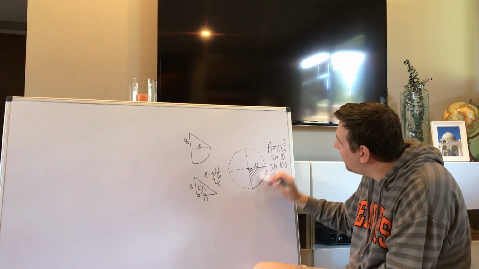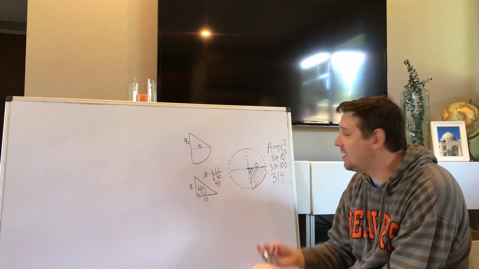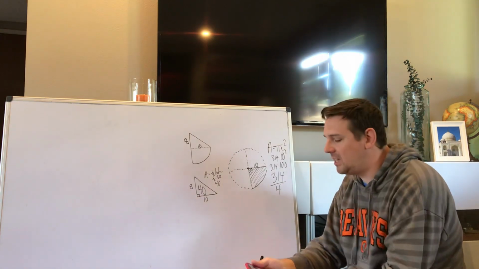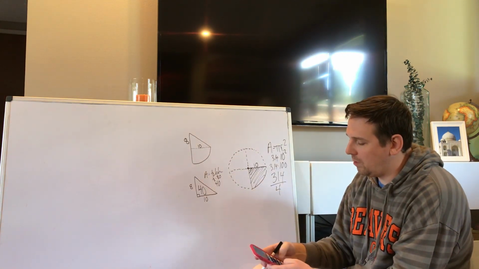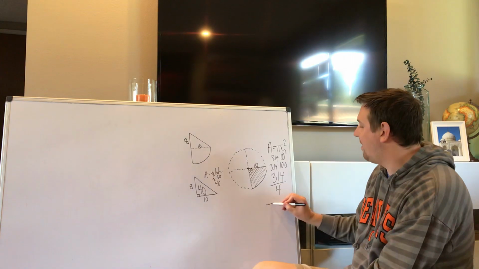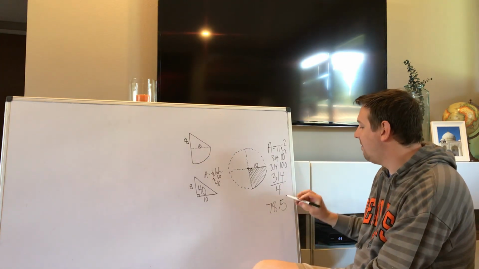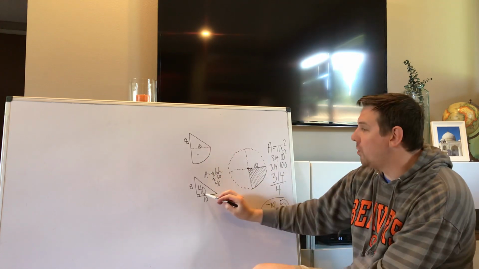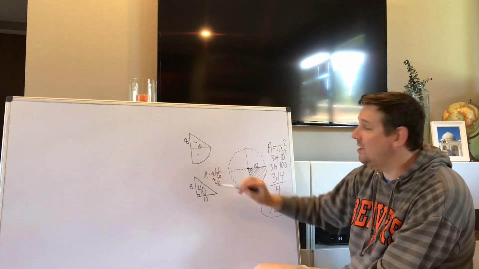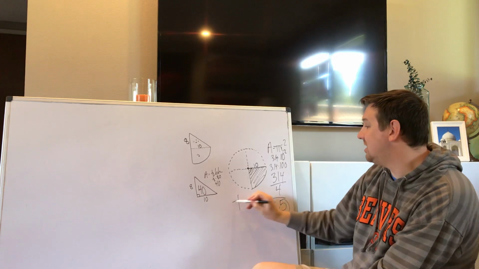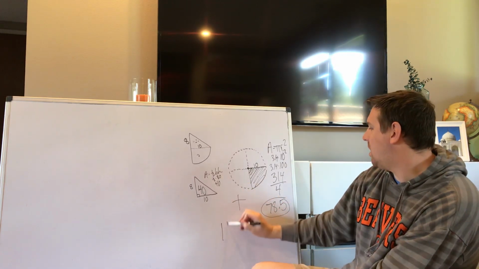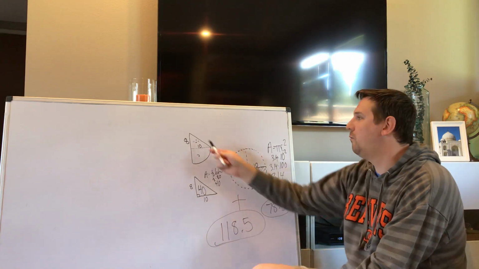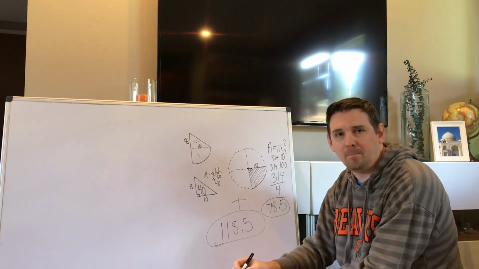We just want this much of it. And we already discussed that this is a fourth of it, so we're gonna take 314 and divide by 4. 78.5. That is the area of this little section. 40 is the area of that section. We're gonna put those two sections together and get 118.5 units squared will fit in this weird shape.